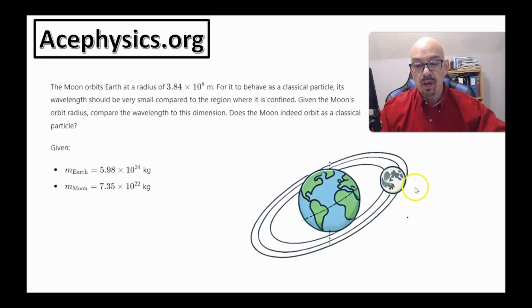So here's the moon, and the moon orbits Earth at a radius of 3.84 times 10 to the 8th meters. This is the mass of Earth, this is the mass of the moon, and what we want to do is find the wavelength of the moon and compare the wavelength of the moon to the radius between the moon and the Earth. And if the wavelength is much smaller, then it will be a classical particle. If the wavelength was on the order of 3.8 times 10 to the 8th, then it would be a quantum particle, but I can tell you that's not going to be the case. You may want to pause the video because I'm going to show you the solution on the next slide.